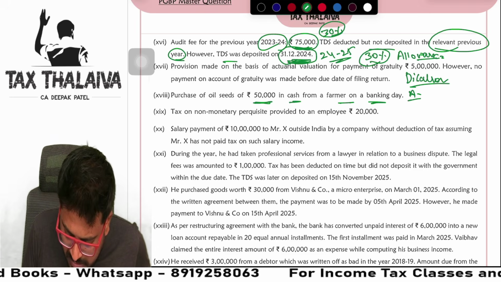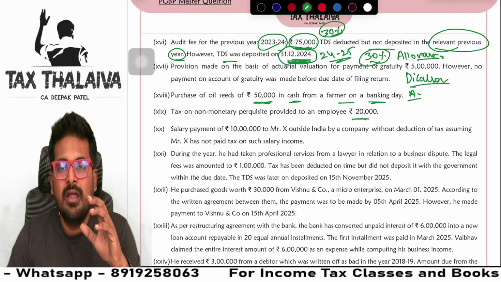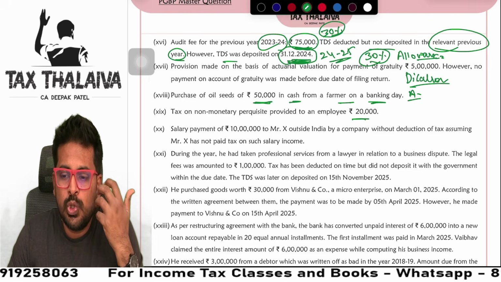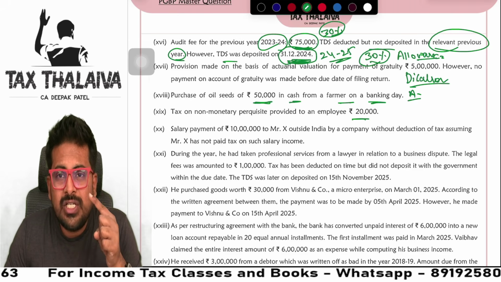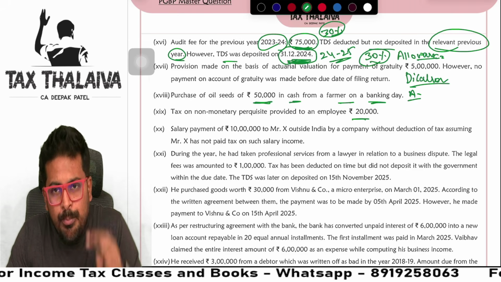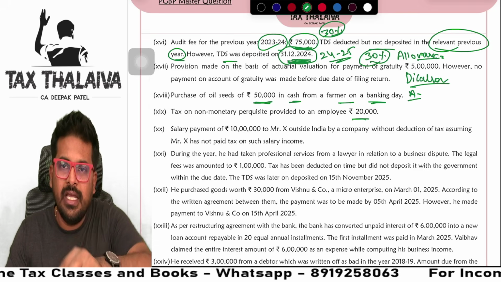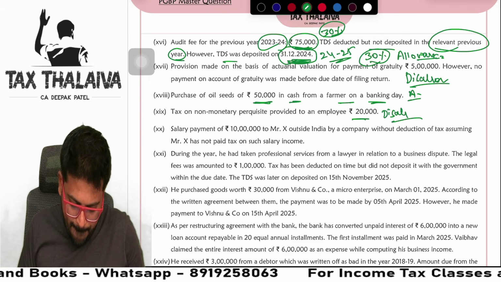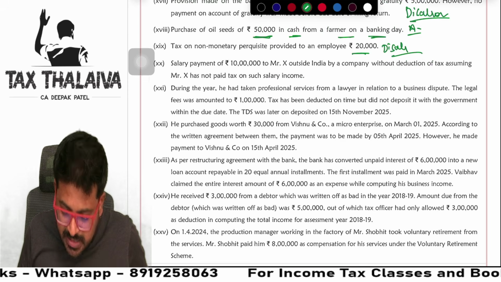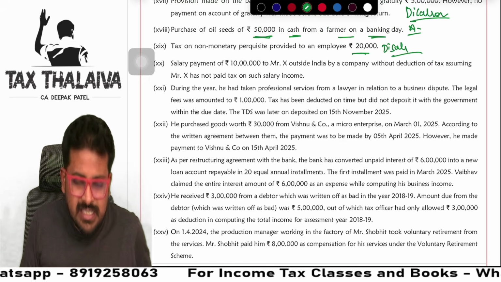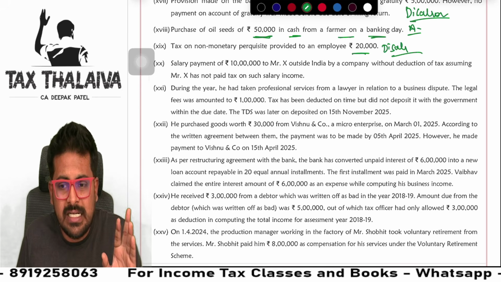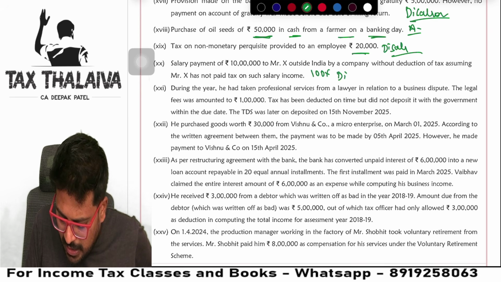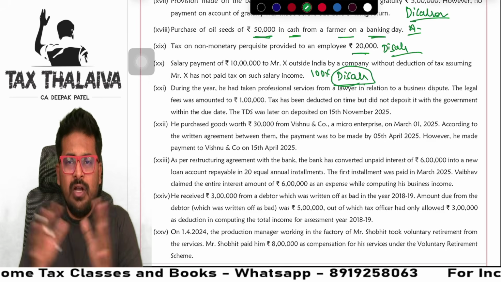Tax on non-monetary perquisite provided to employee. Guys, tax on a non-monetary perquisite, if you pay any non-monetary perquisite to your employee, tax shall be also paid by the employee only. But employer borne this, which is of employee, so it will be disallowed. So this will be disallowed, guys. Next, salary payment of 10 lakhs to Mr. X outside India without deduction of tax. Just now I told you, if you make payment to non-residents and if you have not deducted the TDS, 100% will be disallowed, guys. Full 10 lakhs you disallow.